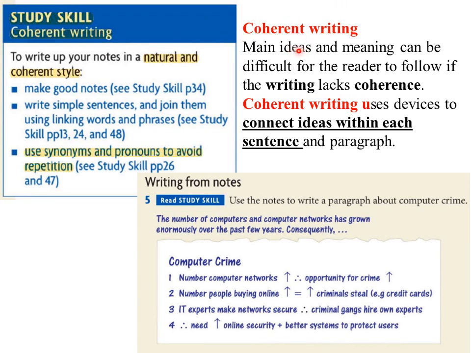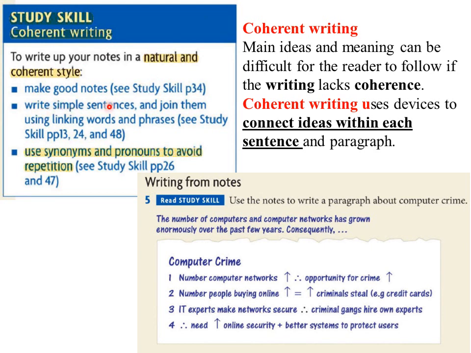Coherent writing is important because sometimes the main idea and the meaning of a text can be difficult for the reader to follow if the writing lacks coherence. So coherent writing uses devices to link ideas with each other in sentences and paragraphs. The study skills for coherent writing: to write up notes in a neutral and coherent style, you have to make good notes, and you could go back to check page 34 for study skills.